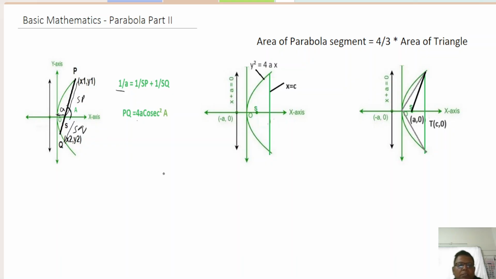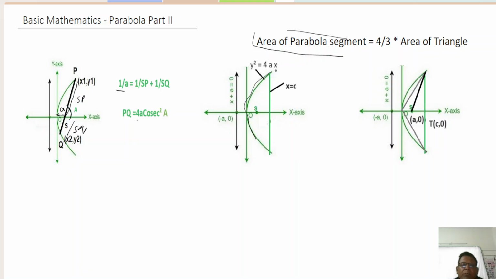So now come to the most important thing. Actually we are asked about the area of a parabola. So we'll try to find the area of a parabola without using integral calculus. One Archimedes formula is there, that area of a parabola segment is equal to 4 by 3 into the area of the triangle. This is applicable for the parabola surrounded by this one.